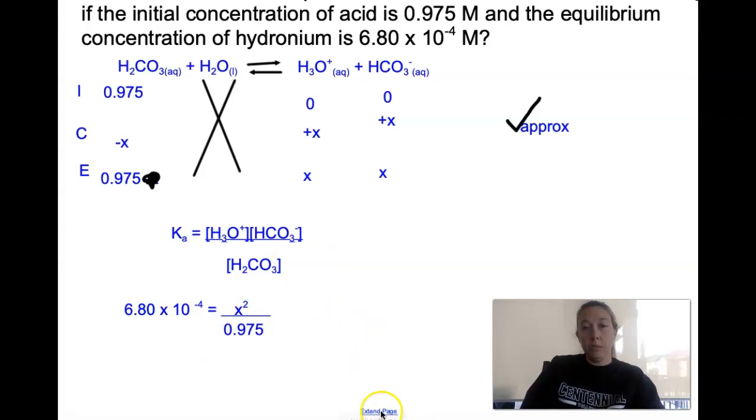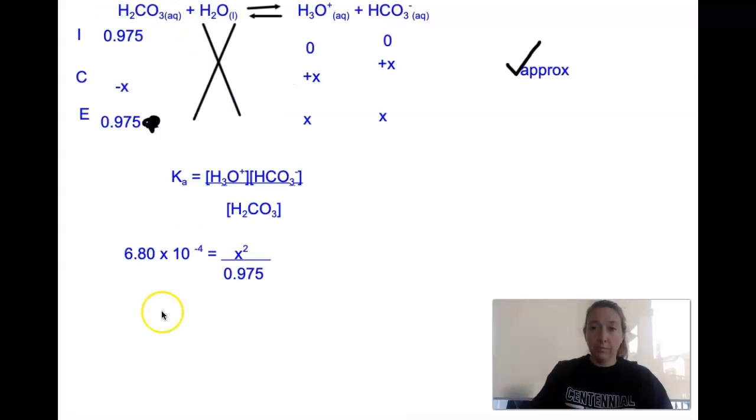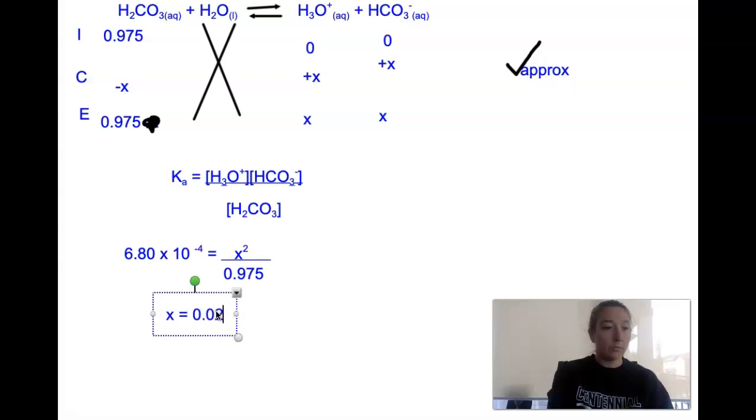Okay, so from here, it's probably one of the most straightforward K calculations to solve. We're just going to take this 6.8 times 10 to the negative 4, multiply it by the 0.975, get our answer, and then square root it because it's an x squared. Okay, so we come up, I don't think I typed something in right. Maybe I did. Hold on. No, I was right. I got the right number. It seemed bigger than I was expecting it to be. So x is going to be 0.0257, and that keeps going.